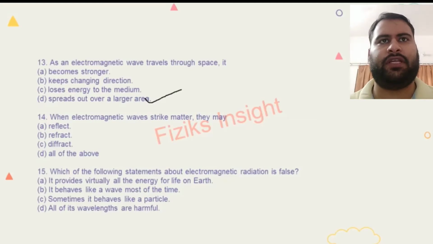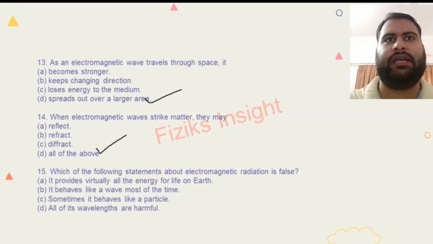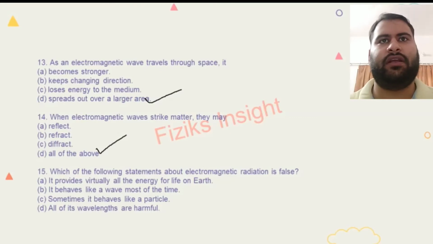Now proceed for the 14th question. The electromagnetic waves strike matter. They may reflect, refract, diffract, all of above. So you can consider the light over here. See, light can both reflect and refract, and also it can diffract. So that's why the D option is correct for the 14th question.